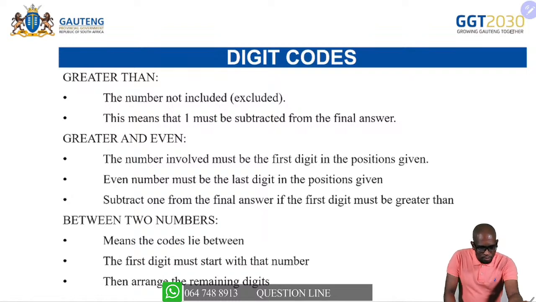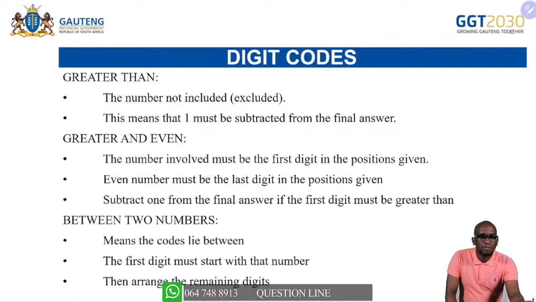Greater and even: the number involved must be the first digit in the position given, and the even number must be the last digit in the position given. If they say greater than a specific number and also even, it means you are looking at two conditions. You are looking at the leading digit, and you are also looking at the last digit. Subtract 1 from the final answer if the code must be greater than, because remember, if they say greater than, they do not include that particular number.